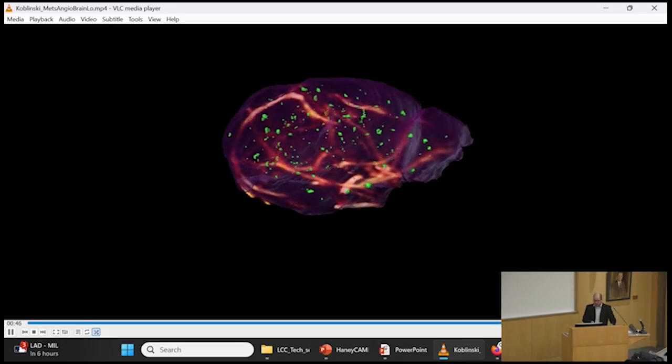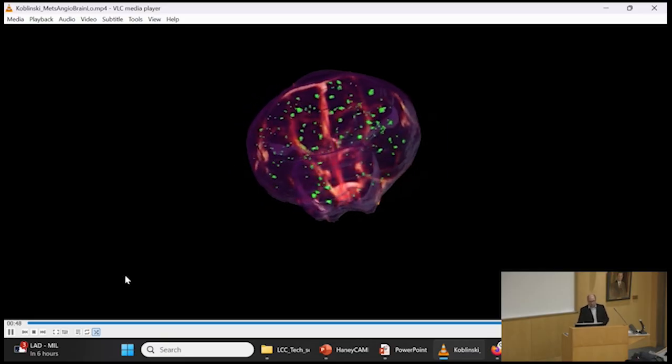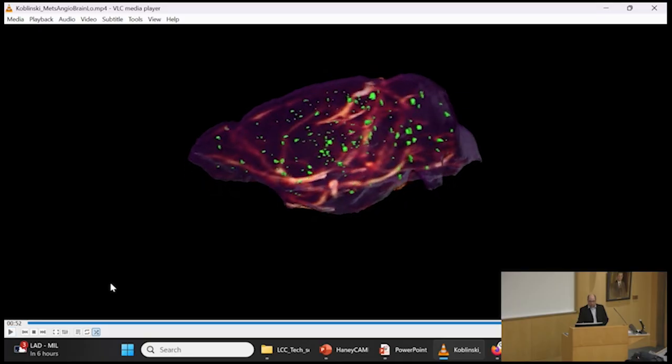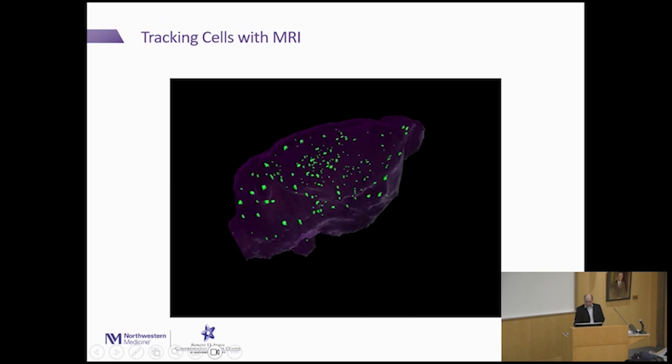So the PI for this study left before we could finish. She's at Virginia Commonwealth now. But the idea was for the next phase to show that the cancer cells are going near the blood vessels. That's why they're superimposed that way. But unfortunately, she left before we could finish that project.